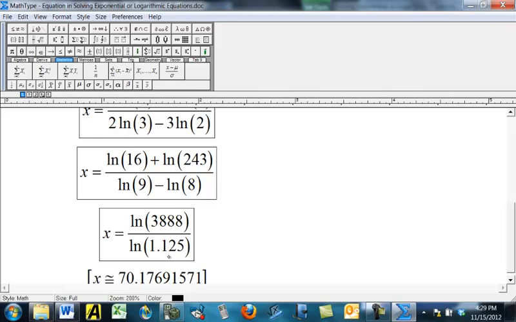9/8 is 1.125. However, we cannot combine the last one into one logarithm. Well, I guess we could if we change the base to a base of 1.125, but there's no point in doing that. We want to leave it in base e logarithm. So we can't simplify the last one. So any one of these three would probably be acceptable answers.